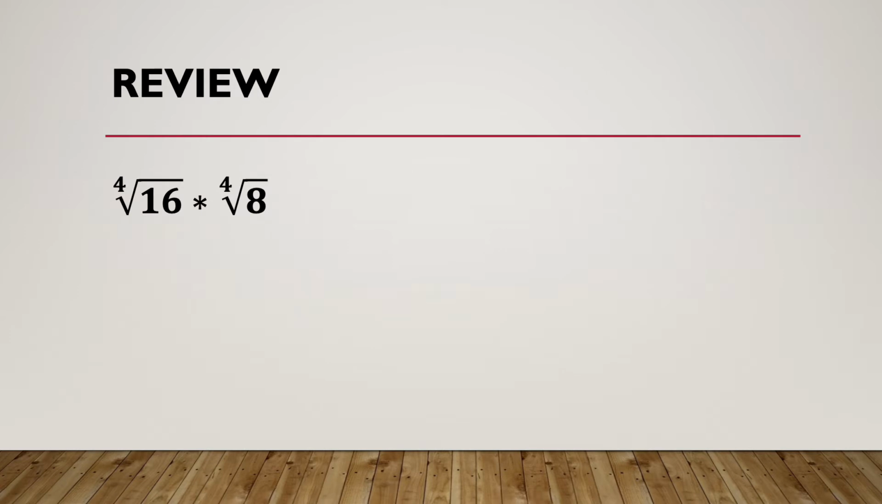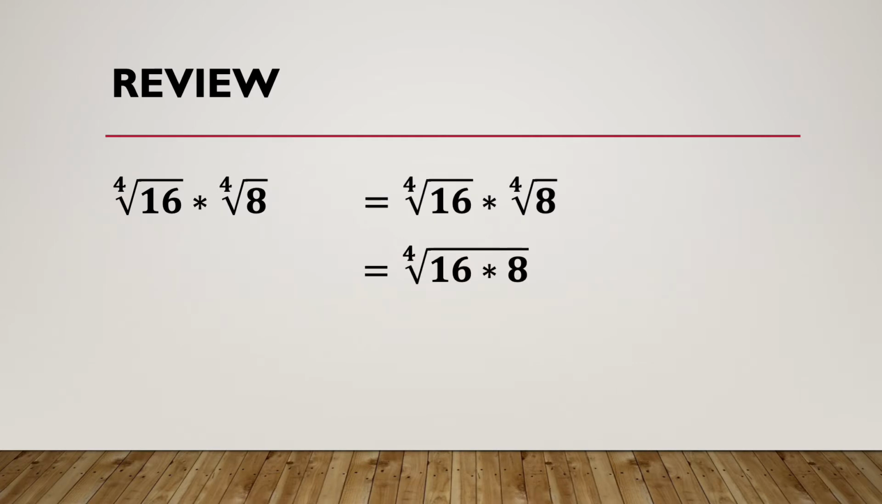Let's have an example. Fourth root of 16 multiplied to the fourth root of 8. Since they have the same index, we will just multiply their radicands. We have fourth root of 16 times 8. The fourth root of 16 is 2, so we have 2 fourth root of 8. I hope you understand our last lesson.